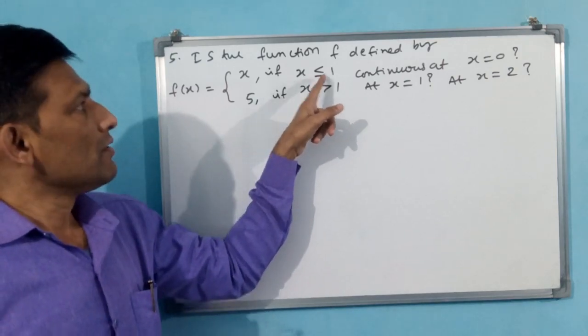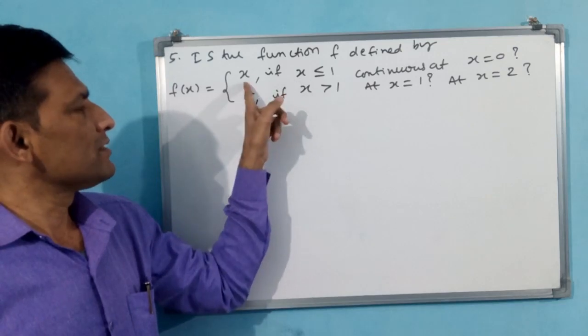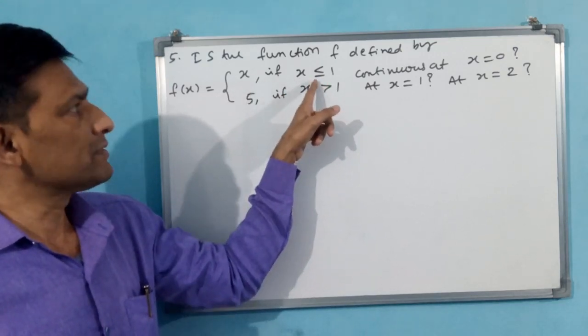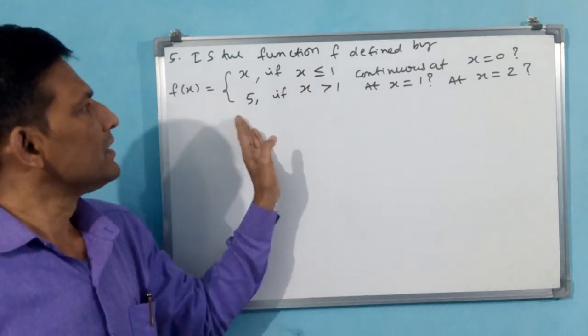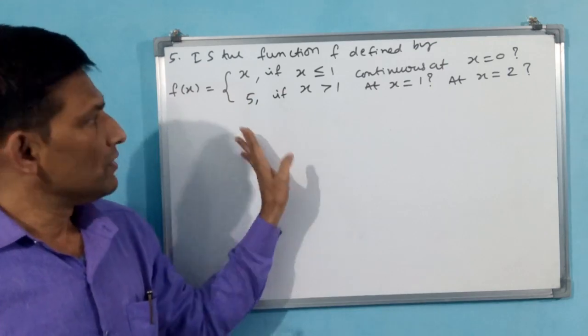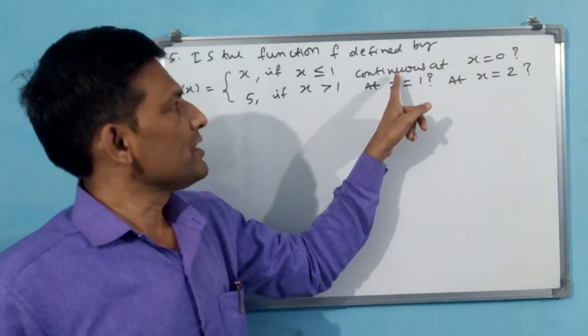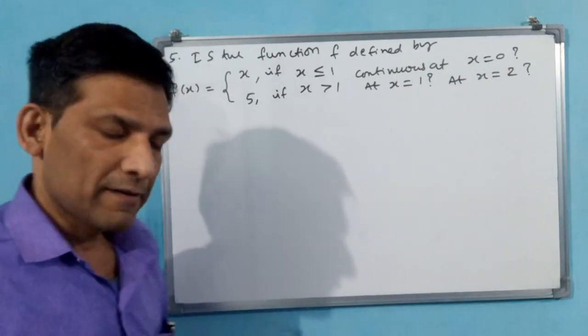You see, for one, equal to or less than, and if greater than, that means here again equal will not come. Once equal to has come here, equal to will not come here, like that. x and 5. Okay, this is the function, and it is asking to check the continuity at x is equal to 0, at x is equal to 1, and x is equal to 2.